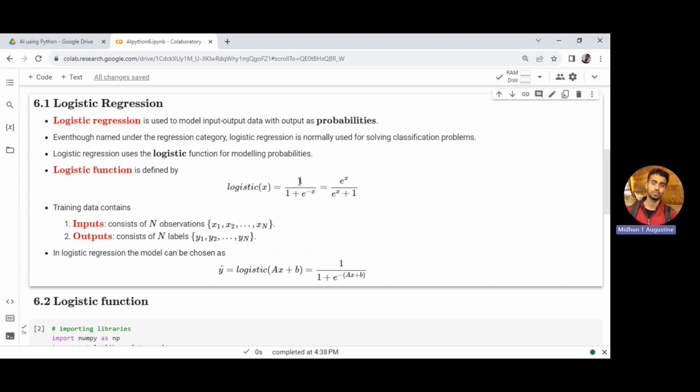In logistic regression, the training data consists of n observations of inputs such as x1, x2 up to xn, and n observations of outputs such as y1, y2, yn. In the case of logistic regression, the outputs or labels will usually be zeros and ones, but they can also take continuous values in between 0 and 1. Now we can choose the model as in this equation, where we introduce some free parameters, a and b, and the model becomes 1 by 1 plus e raised to minus (ax plus b), which is also equal to logistic of ax plus b. Then our objective is to find the best values of a and b that fit this input output data.